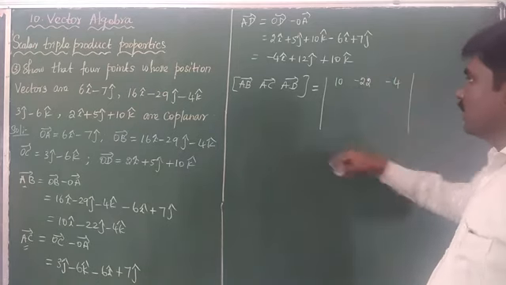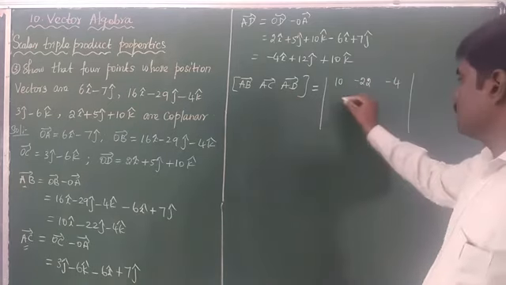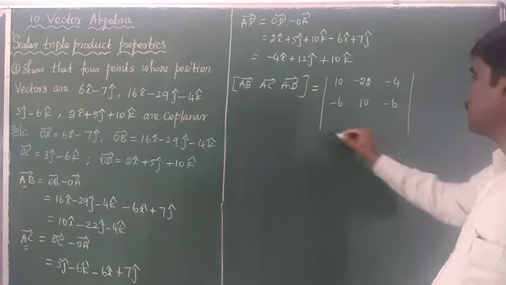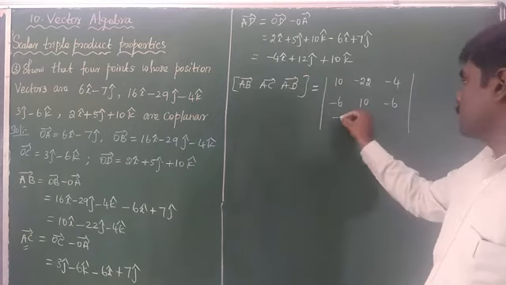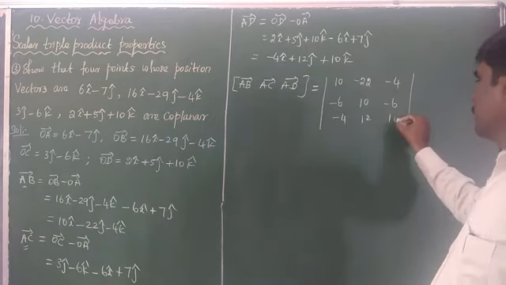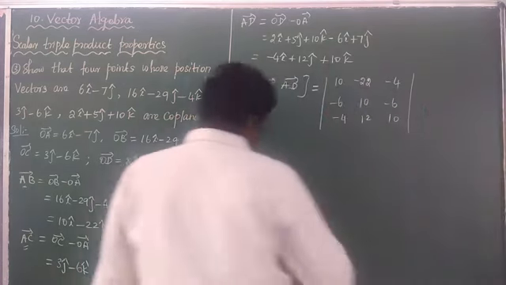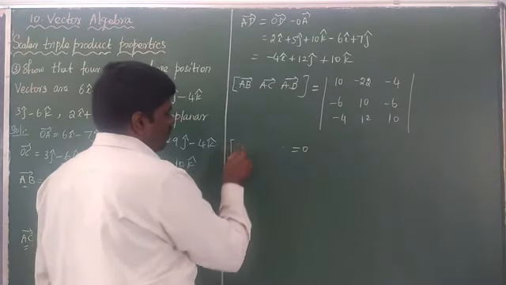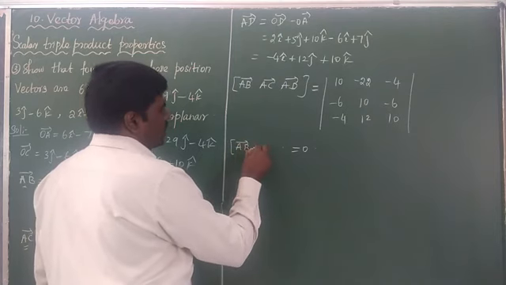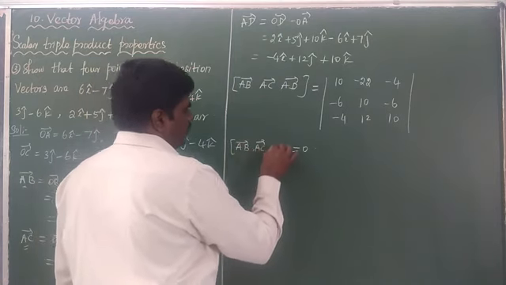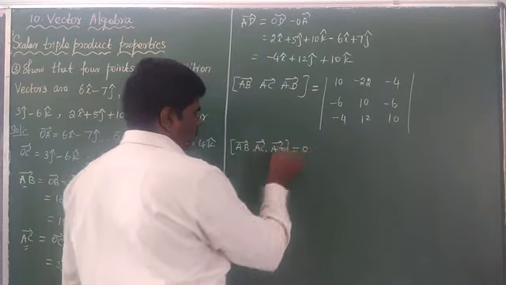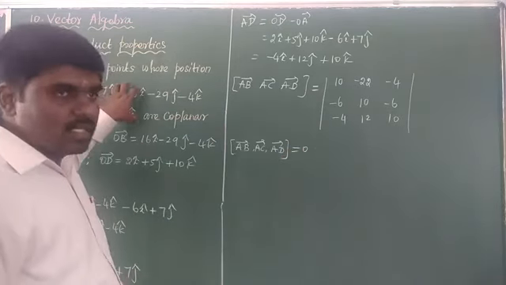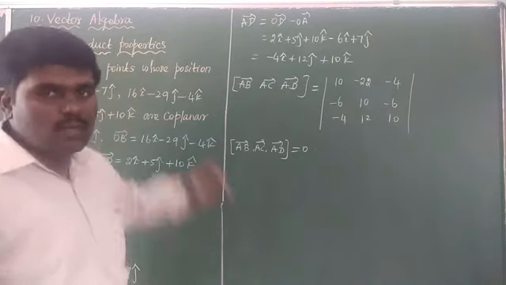Again AC vector, here AC vector is equal to minus 6, 10 and minus 6. Here AD vector is equal to minus 4, 12, 10. We simplify. We express the determinant value, we get the value is equal to 0. What is the conclusion? The scalar triple product of AB vector, AC vector and AD vector is equal to 0. The value should be 0. Therefore, the given 4 position points are coplanar.